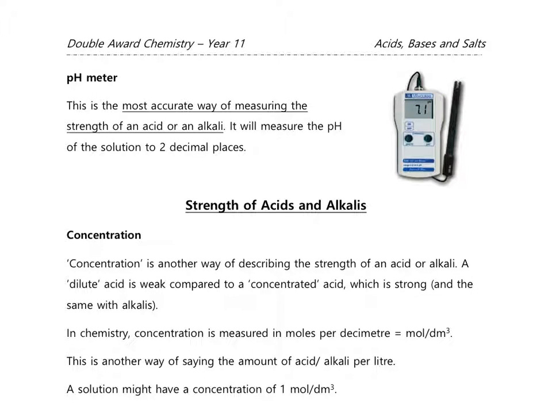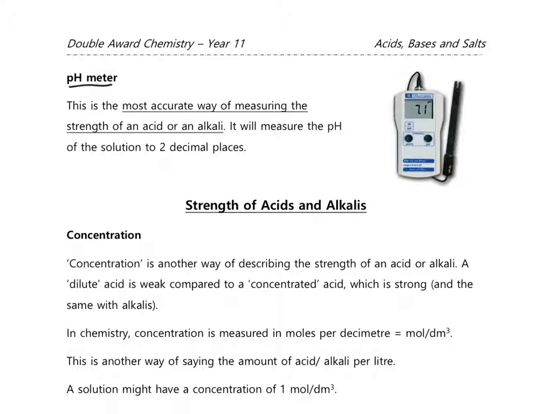So universal indicator paper is a better indicator than litmus in that it gives us an idea of the strength of acid or alkali, but it still only gives us whole numbers of pH numbers. And so a more accurate way of determining the strength of an acid or an alkali is by using a pH meter. pH meters can give us a value for the pH of a solution to either 1 or 2 decimal places, so it is much more accurate. So if you're asked in an exam, what is the most accurate way of measuring the strength of an acid or alkali, you can say that it's a pH meter.